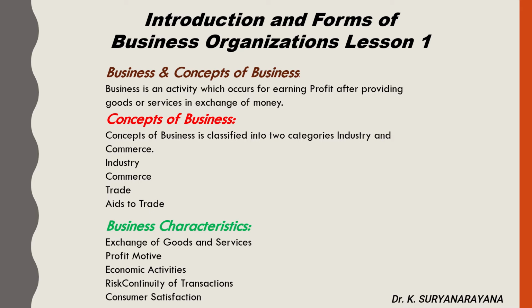Now, coming to the business and what are the characteristics and objectives of business. Activities which involve producing, purchasing, lending, or selling of goods and services for earning profit is known as business. In simple words, business is an activity which occurs for earning profit. And business is an economic activity. Profit is the basic thing which is required to meet the losses, replace the outdated assets.